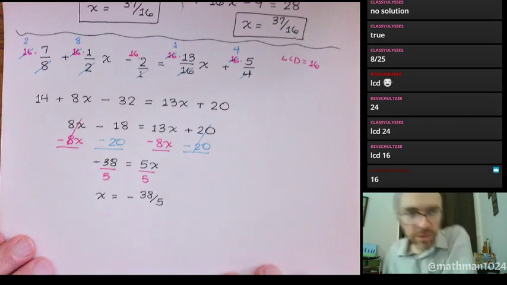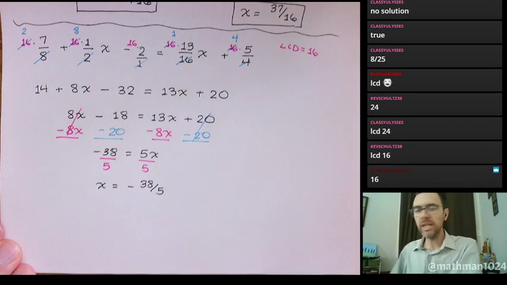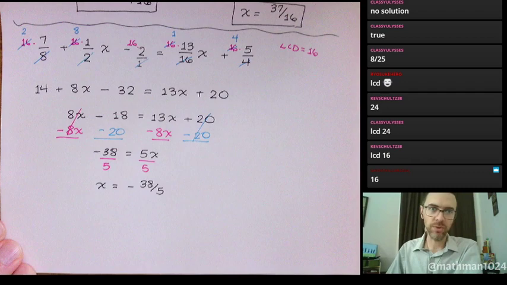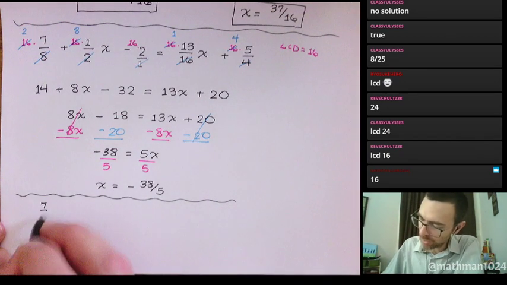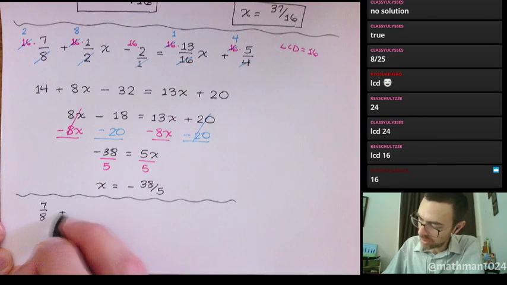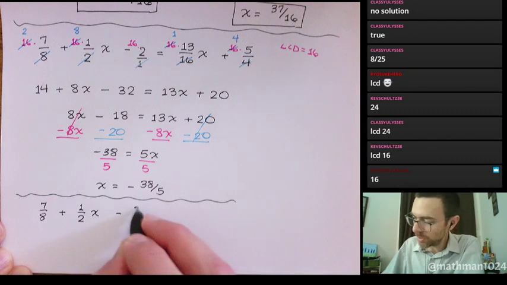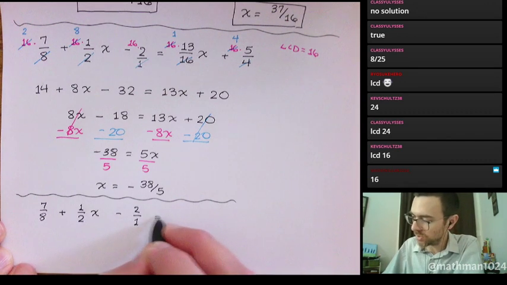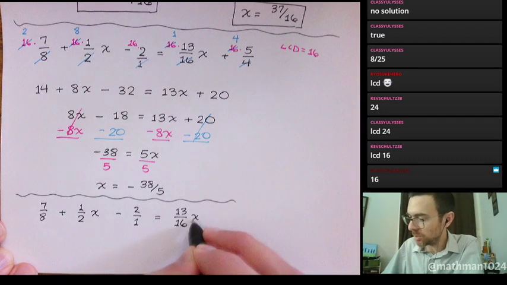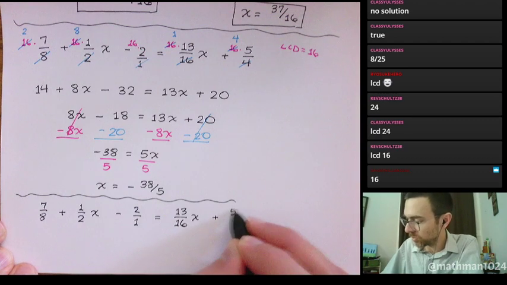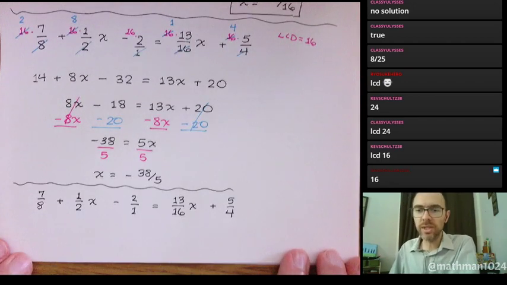Now I want to show you that second method that we did just so that you have another example to see how do we go about getting everybody to have a common denominator and then kind of ignoring those guys. Alright, so let's take that same problem, 7/8 plus 1/2 x minus, I'm going to go ahead and say this is 2 over 1 just to make it easier for us, 13 over 16 times x plus 5 over 4. We know the LCD is 16.